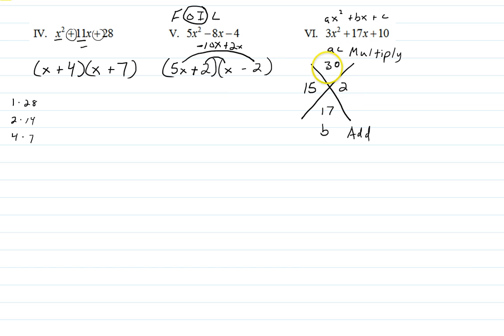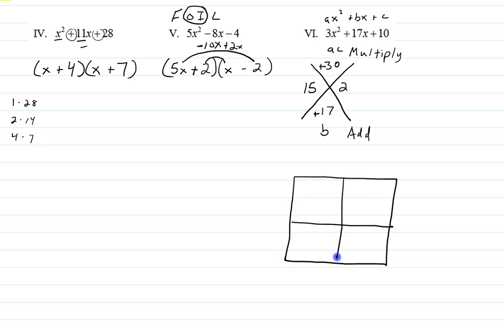Now just as a reminder, 3 times positive 10 is positive 30, and this was a positive 17, so you still have to pay attention to the signs. So that's the X part. Now we do the box of the X box. So the first number goes in the first box. The last number goes in the last box. And your answers go in the remaining boxes.